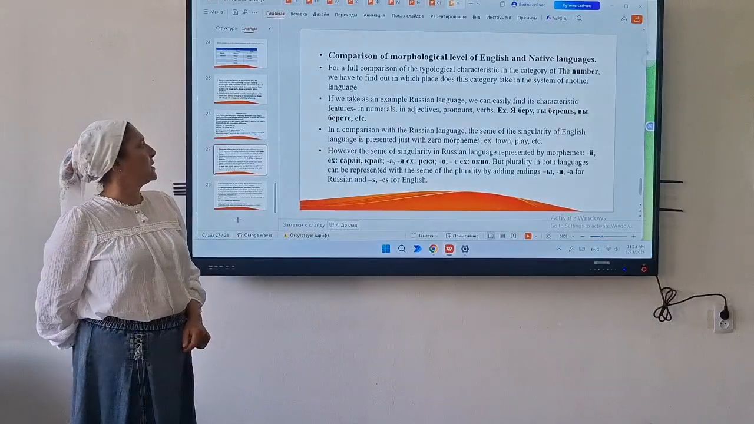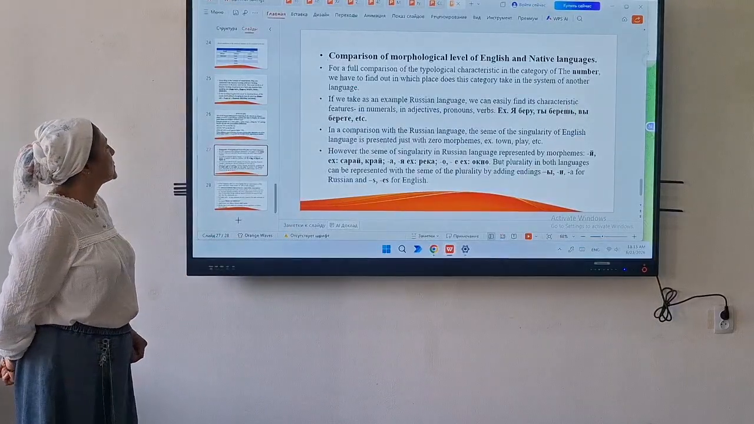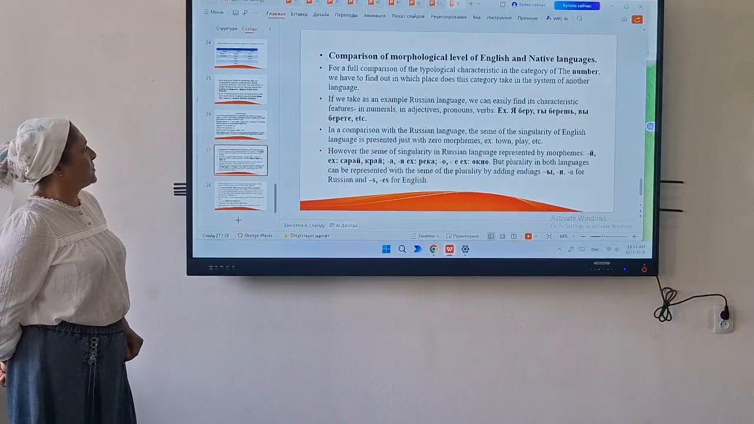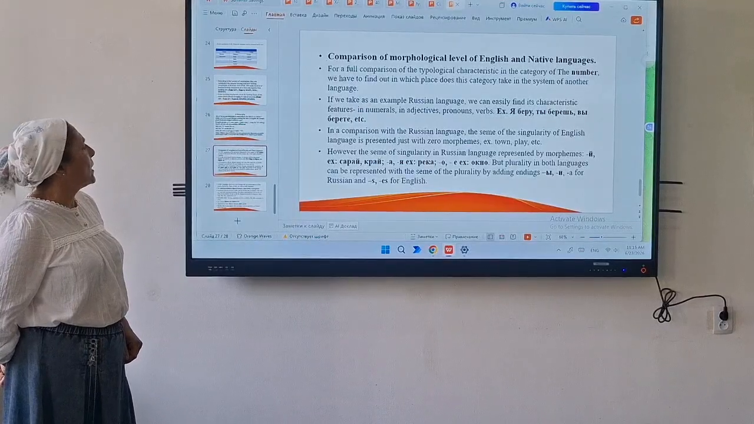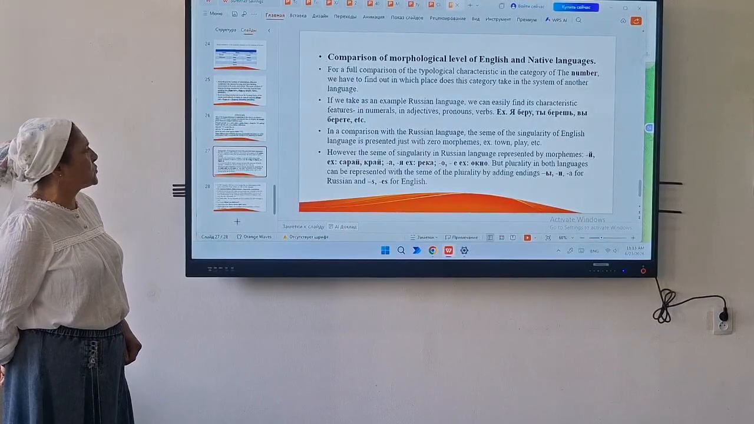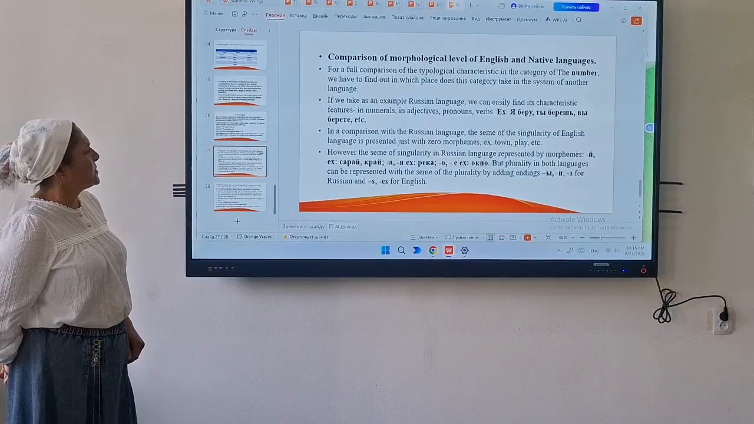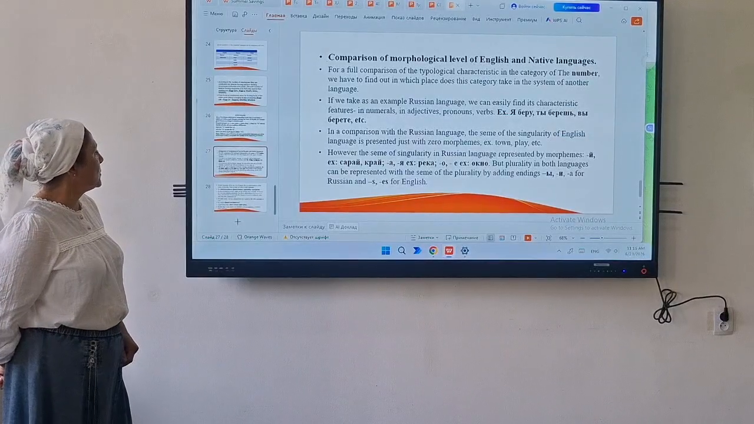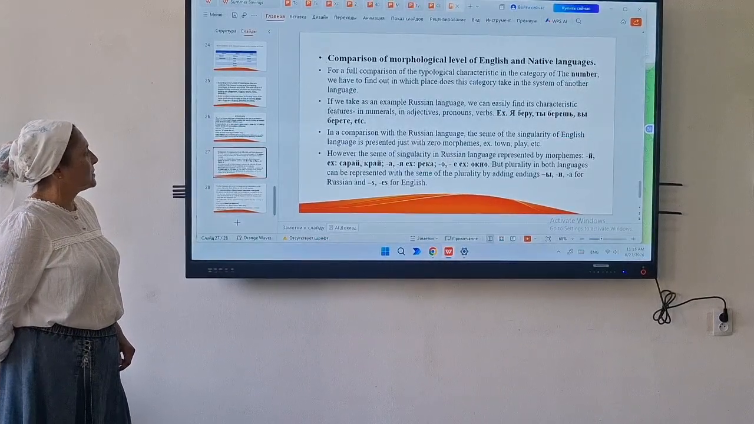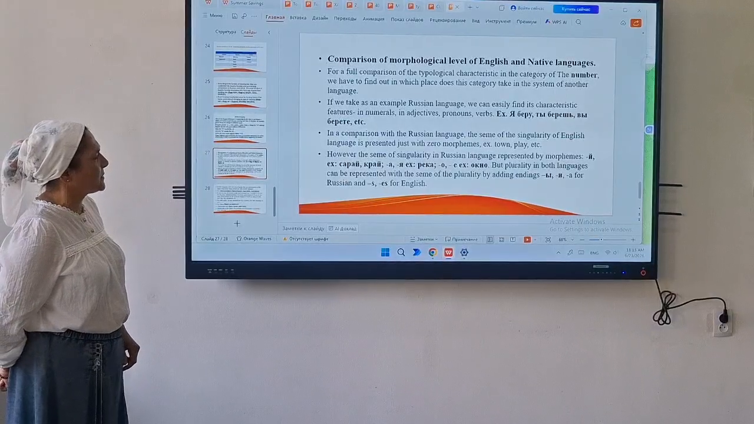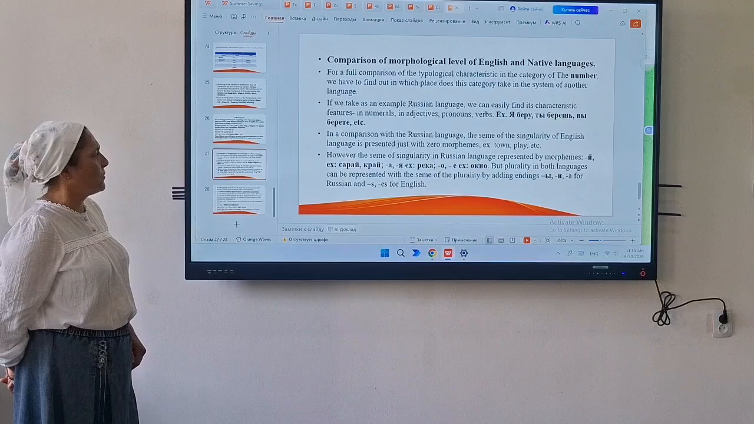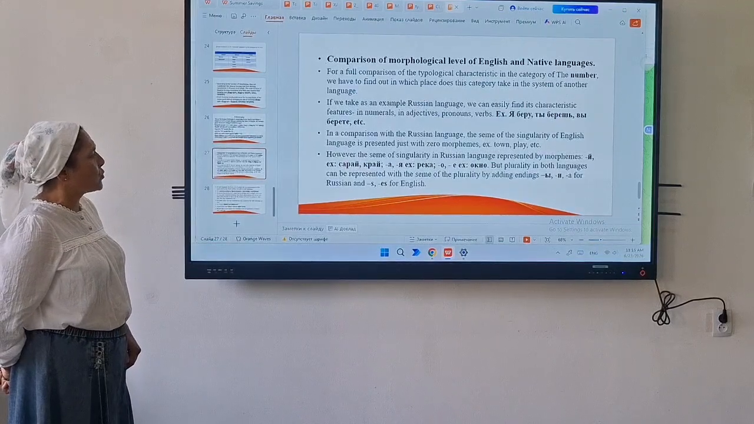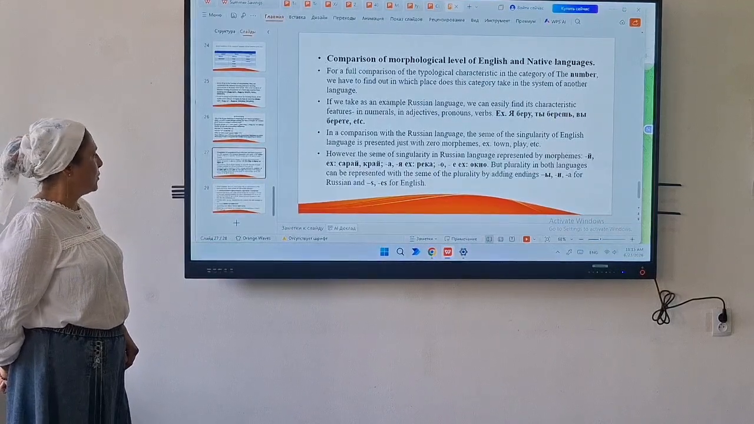Comparison of the morphological level of English and native languages. For a full comparison of the typological characteristics in the category of number, we have to find out which place this category takes in the system of another language. If we take the Russian language as an example, we can easily find its characteristic features in numerals, adjectives, pronouns, or verbs. For example, я беру, ты берешь, вы берете.